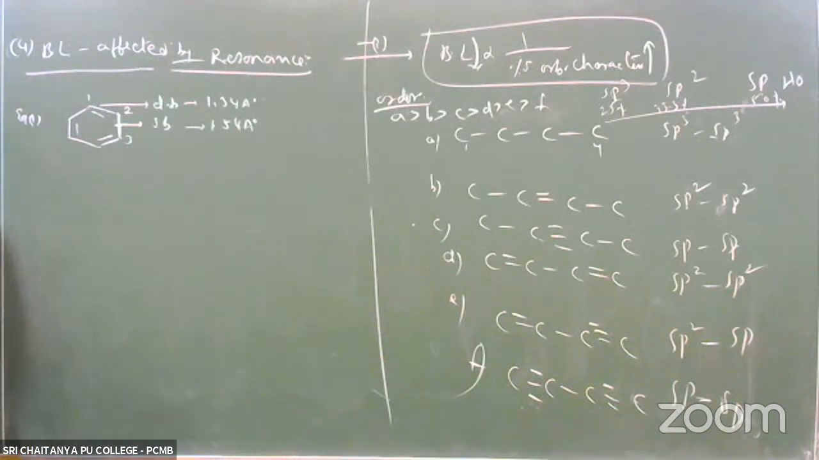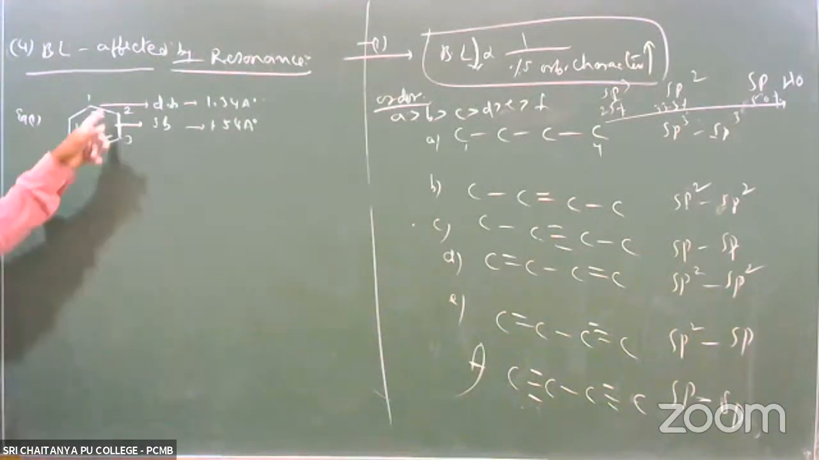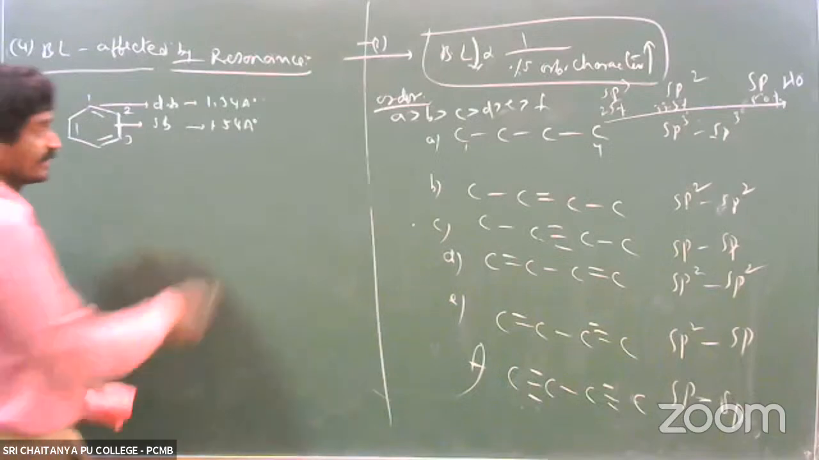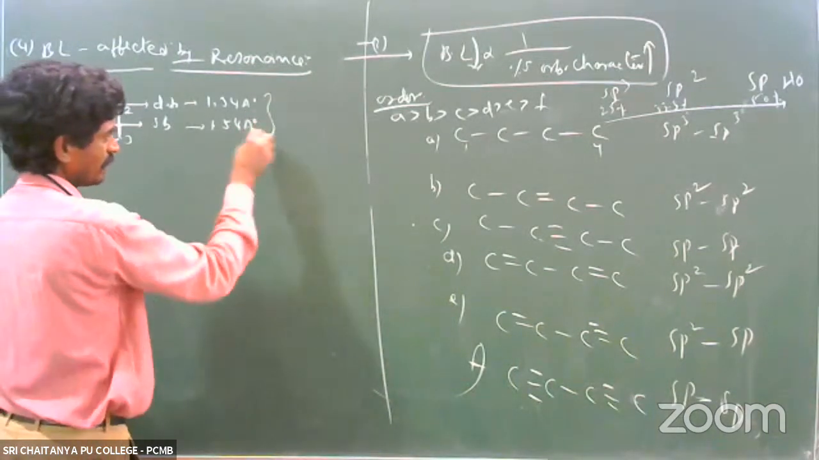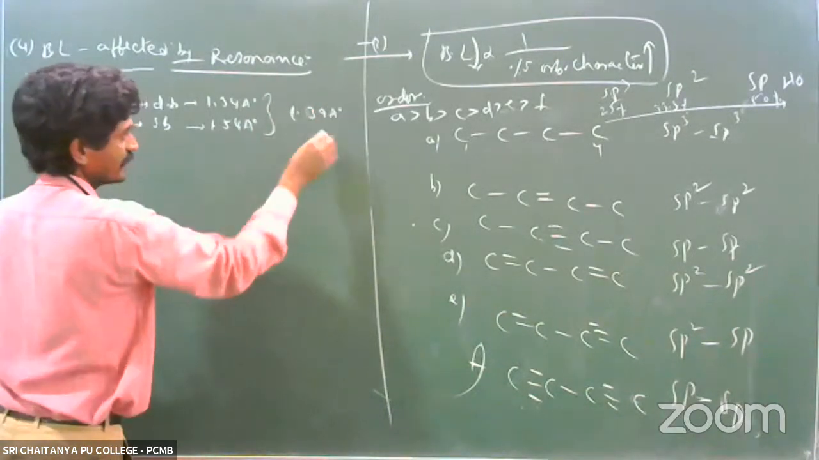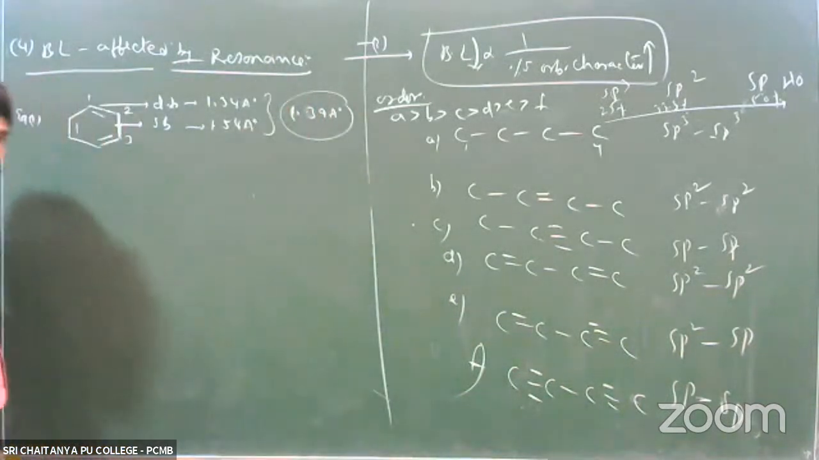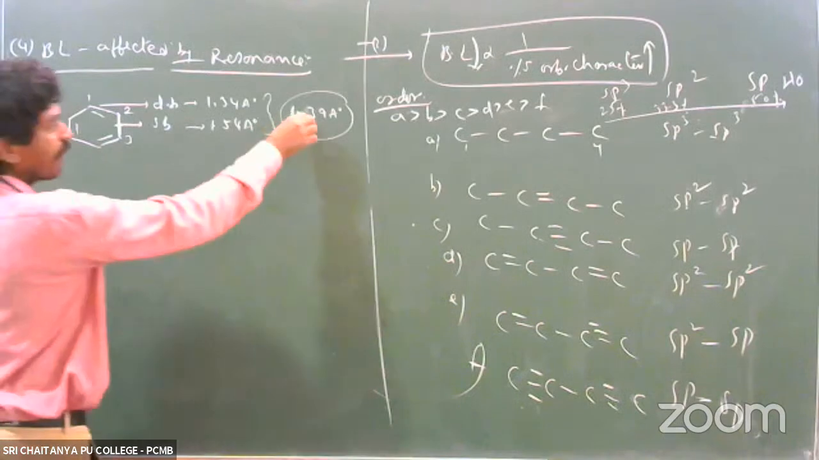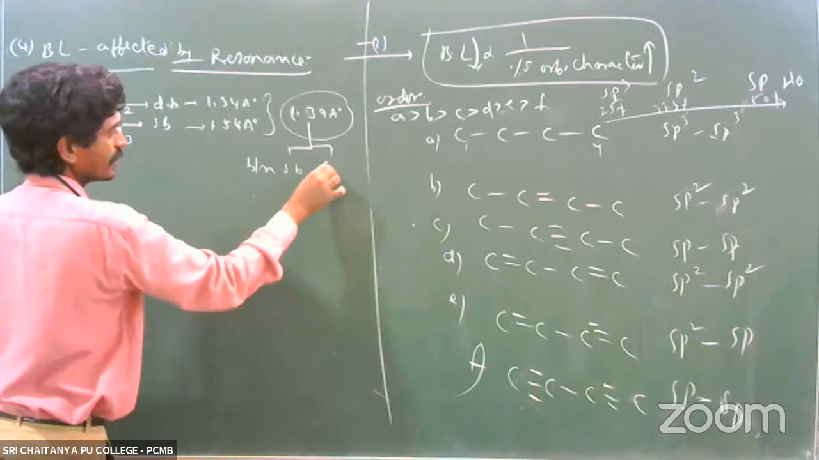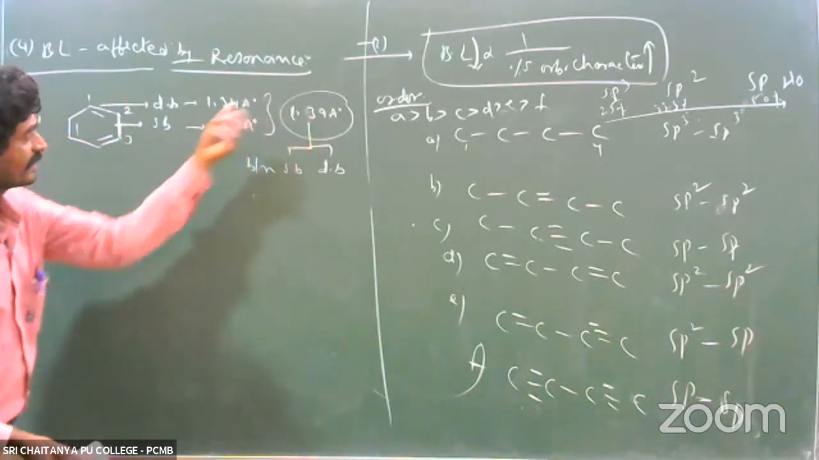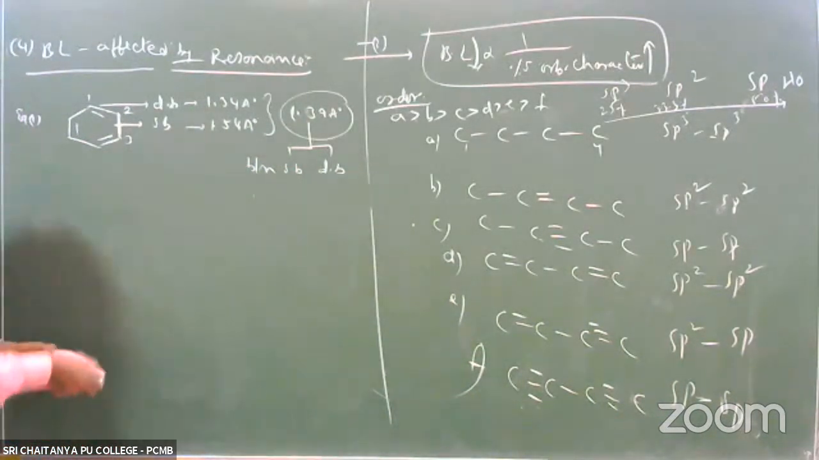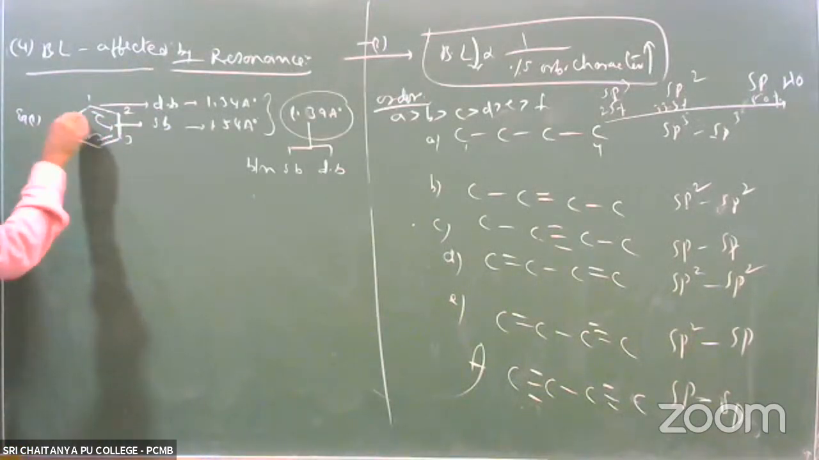Generally, if you apply the normal rules, these two carbons have 1.34, these two carbons have 1.54. But practically in benzene, the bond length is 1.39 angstroms. This is the experimentally found bond length. That means it is in between the single bond length and the double bond length, right? Why? Because these pi bond electrons are participating in continuous resonance, right?